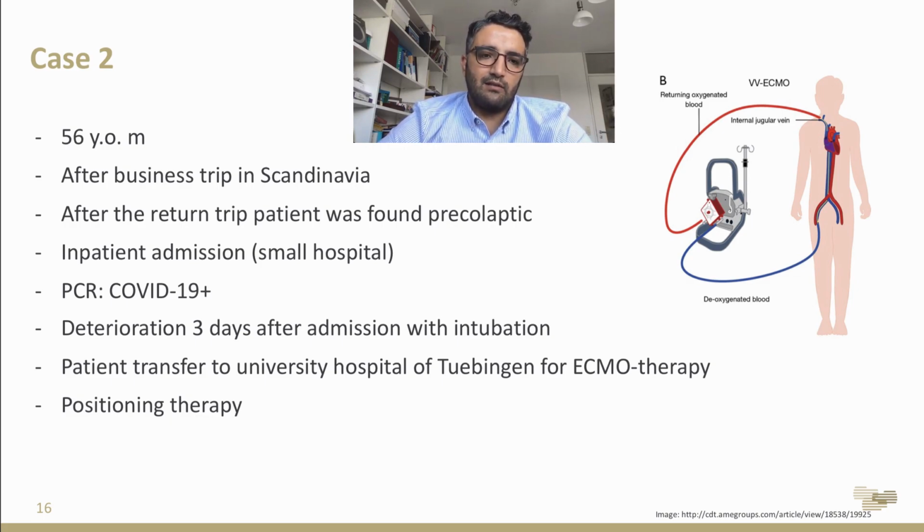And positioning therapy is a therapy in the intensive care unit where they change the position of the patient during the day to change the distribution of the edema.